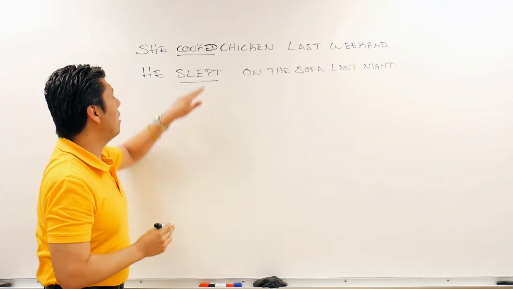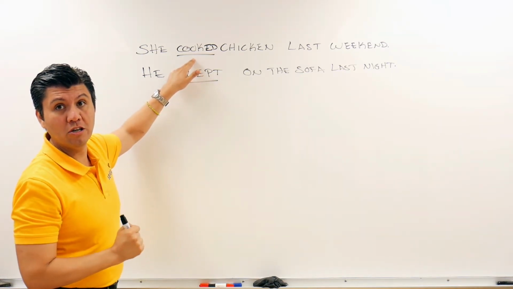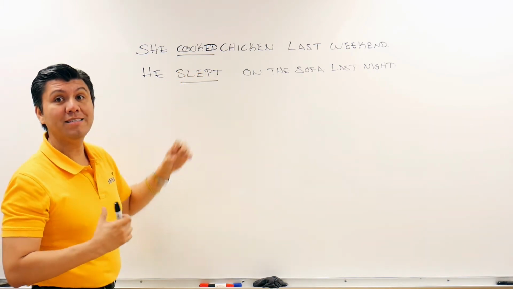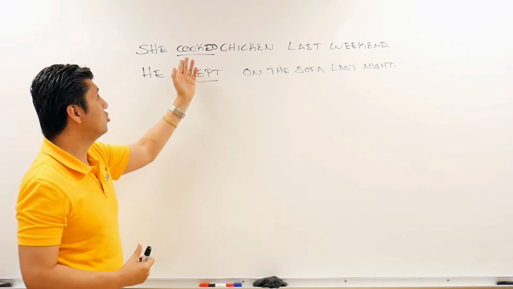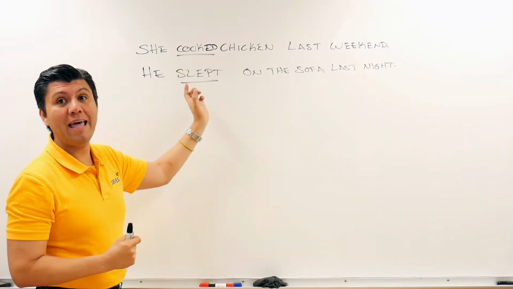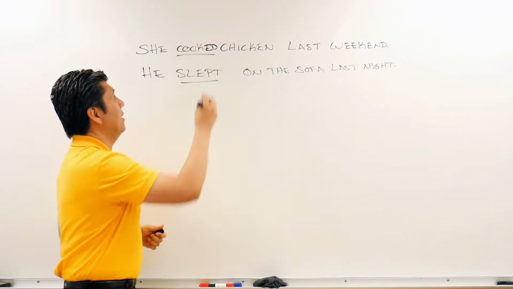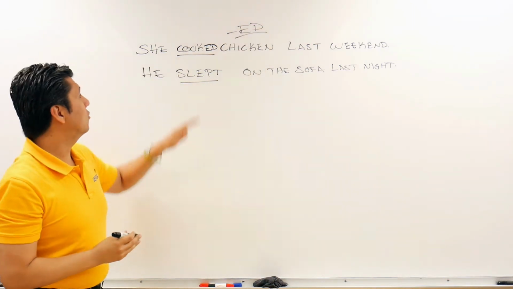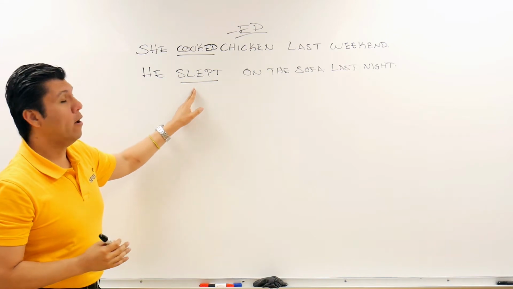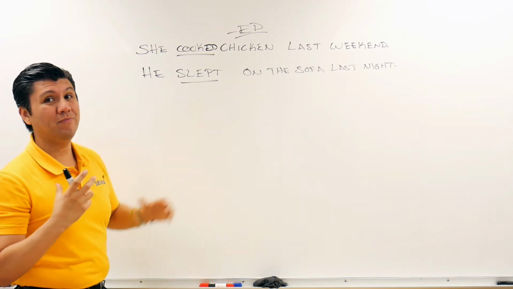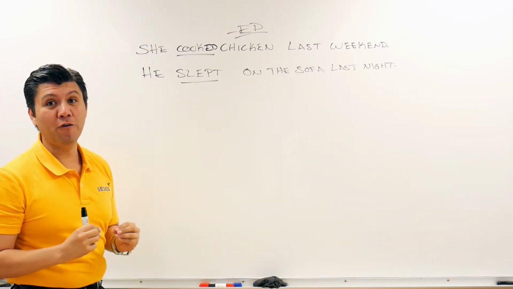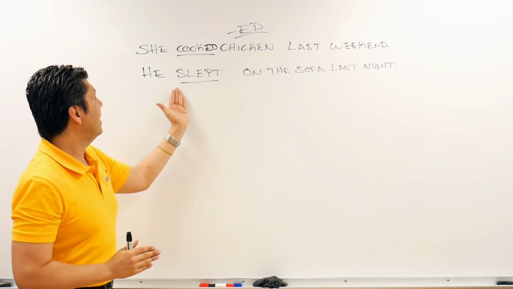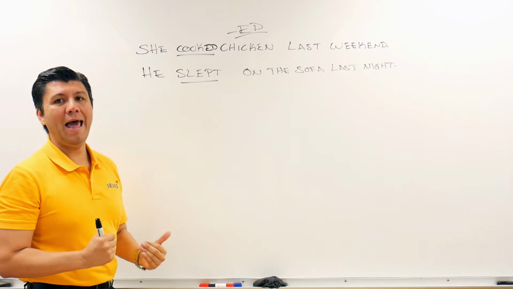If we see here, we have one example using cook, which is a regular verb. Sleep is an irregular verb. So the way we change cook into past is adding ed at the end. That's why we have cooked. The way we change irregular verbs differs. Every verb is different. That's why they are called irregular verbs. So here, he slept on the sofa last night.